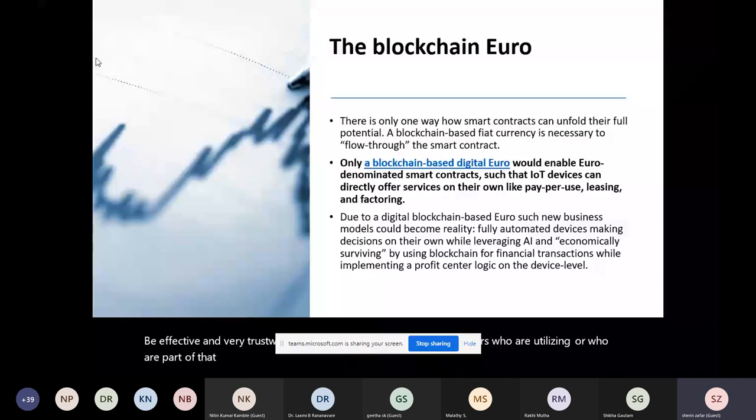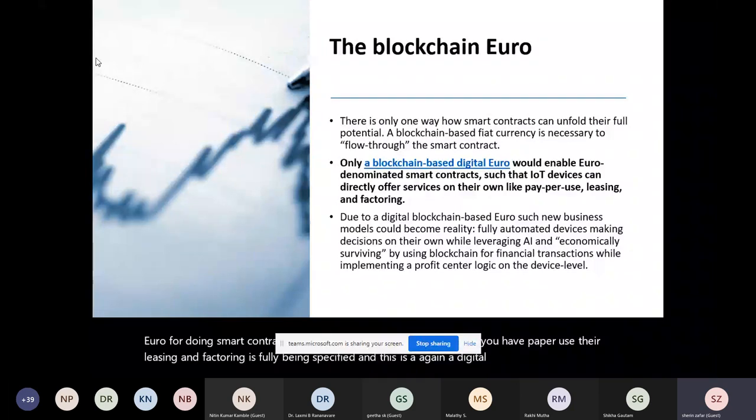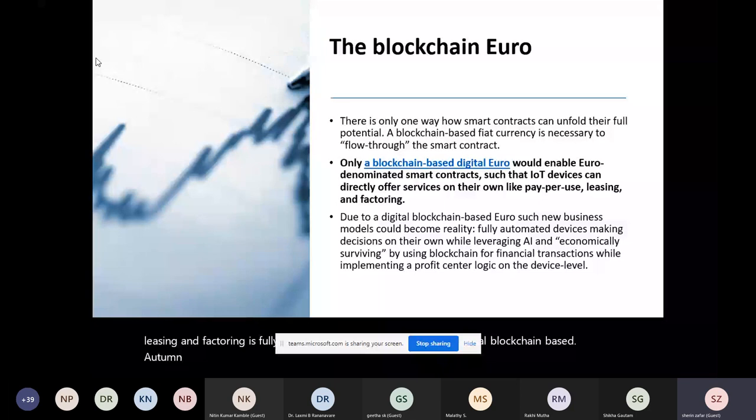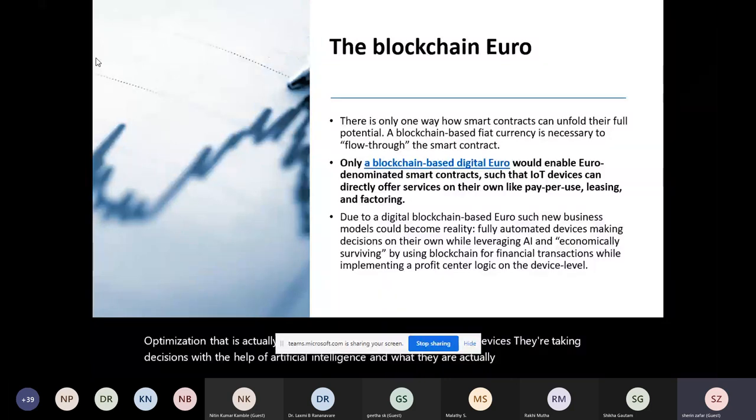Similarly, as I told you, the blockchain euro is a kind of structure where a private organization is using that euro for doing smart contracts or connecting those IoT devices, where you have pay per use. Their leasing and factoring is fully being specified. And this is again a digital blockchain based automation that is actually becoming a reality, with fully automated devices. They are taking decisions with the help of artificial intelligence. And what they are actually doing is providing a kind of profit center, and that profit center is governed by all these three technologies.